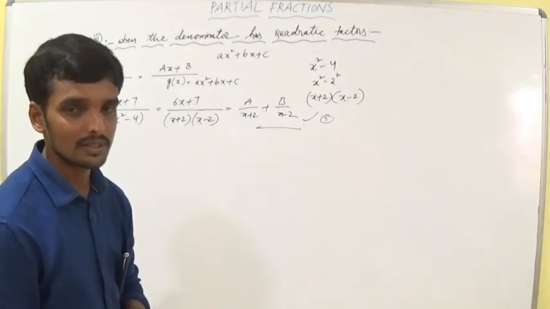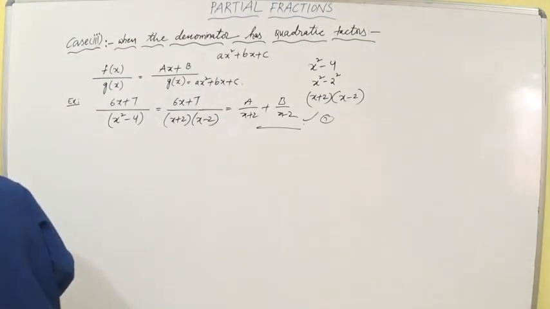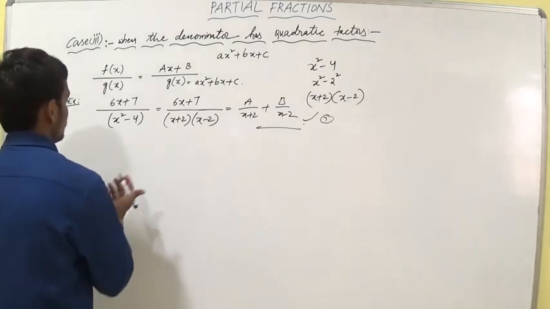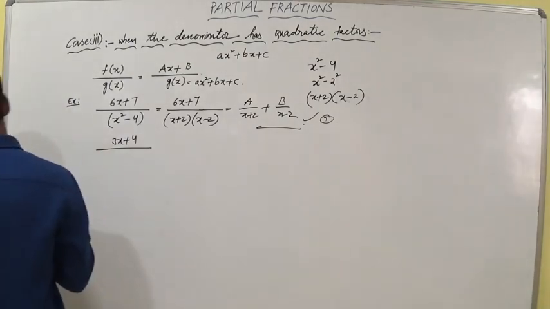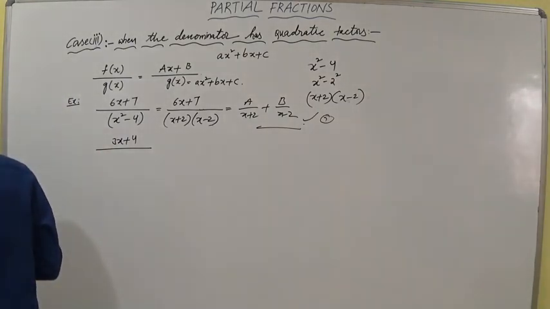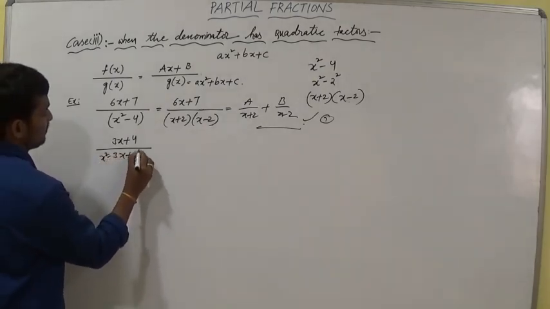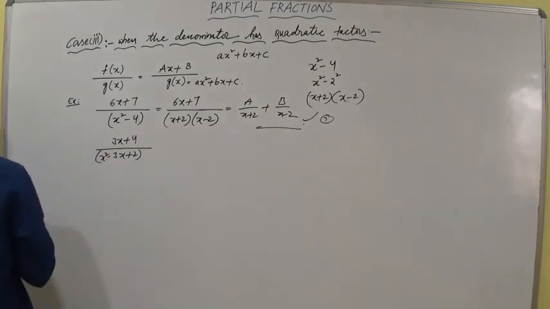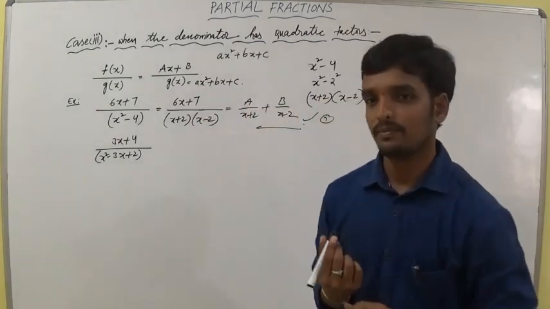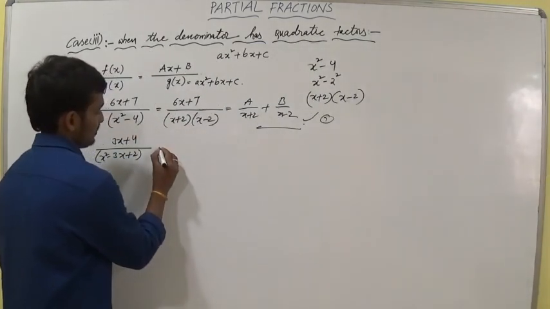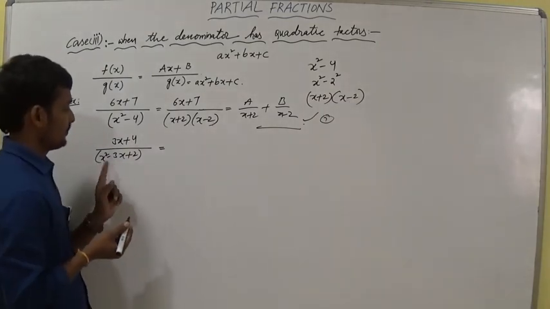Shall I tell one more example for this? Just an example, then we can go to the problems. I will write one example from my textbook. That is 3x plus 4 by x square minus 3x plus 2. This is 3x plus 4 by x square minus 3x plus 2. That is, first of all, the problem.